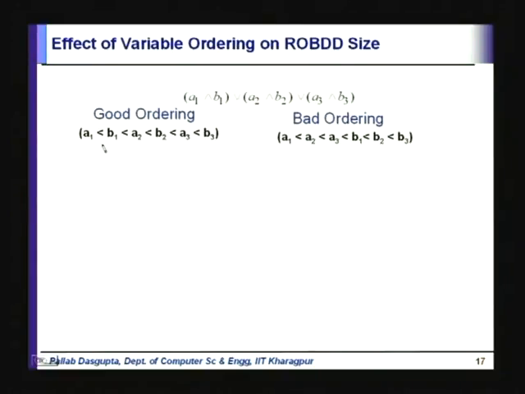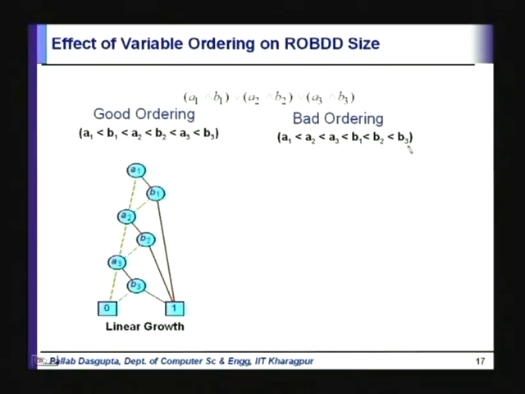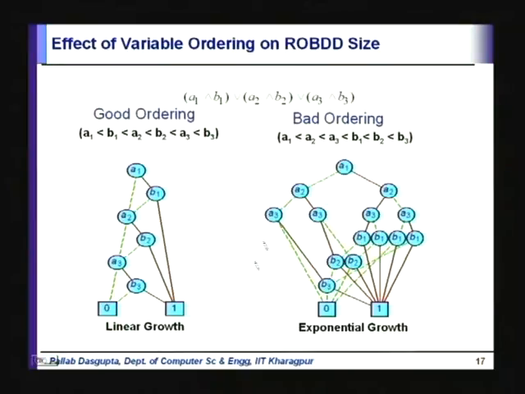Now, one ordering for this is A1 less than B1 less than A2 less than, so it is in this order. What does this mean? That in every path of the BDD, the variables will come in this order. And this is another ordering where A1 then A2 then A3 then B1 then B2 then B3. The BDD corresponding to this ordering is this. The BDD corresponding to this one is this.